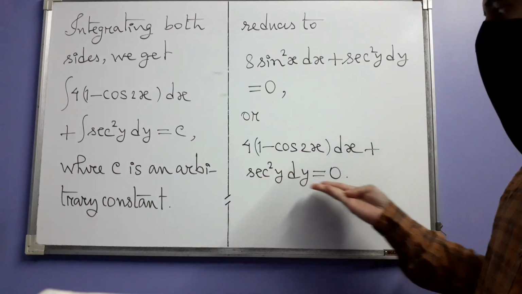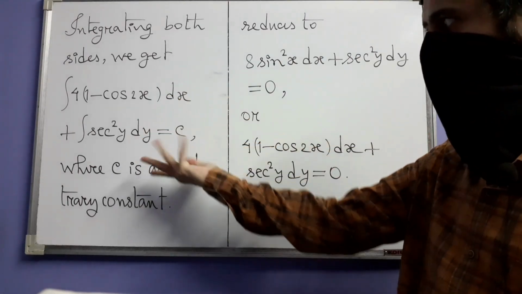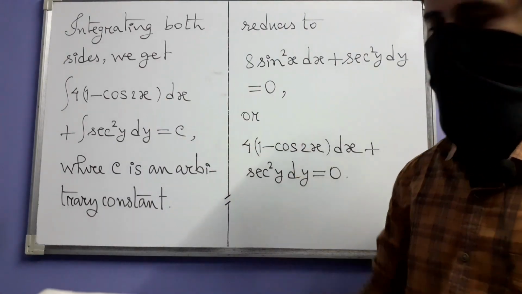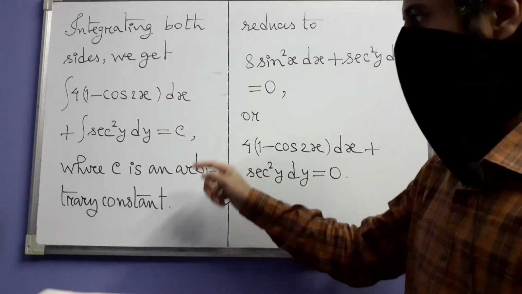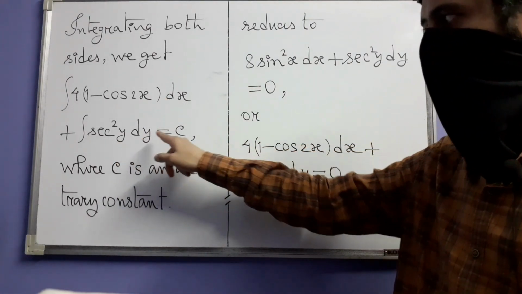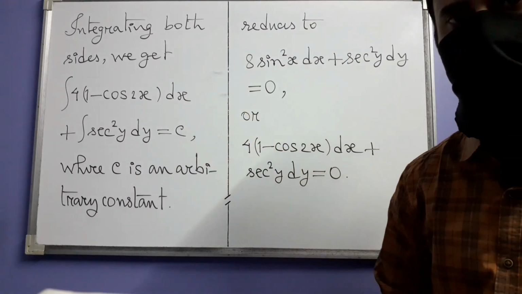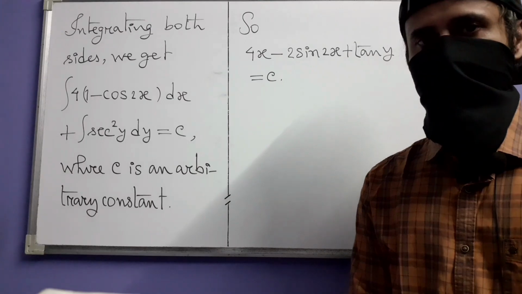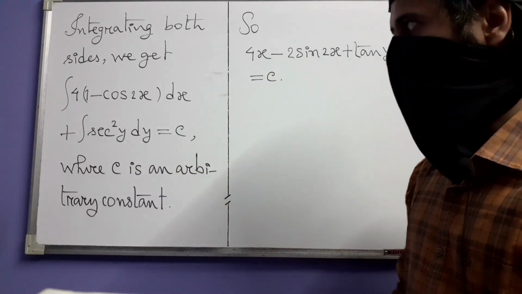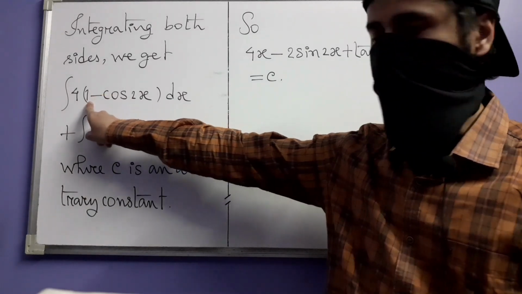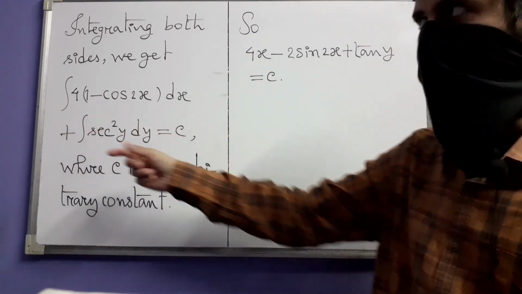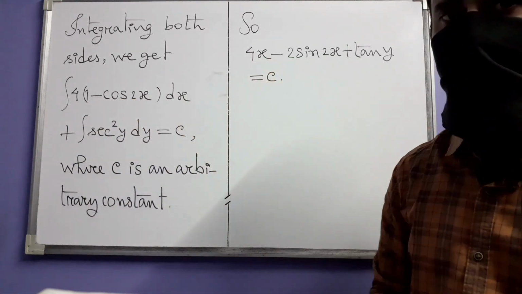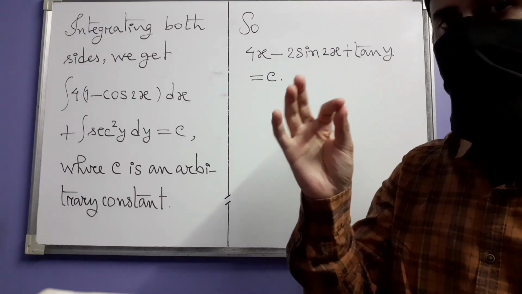So integrating both sides, we get, of course, this integral of 4 times 1 minus cos 2x with respect to x plus integral of secant square y with respect to y, that equals c, where c is an arbitrary constant. Now what are these integrals? Integrating 1 with respect to x, you get x. So that's how you have 4x. Integrating cos 2x with respect to x will give you sin 2x divided by 2.